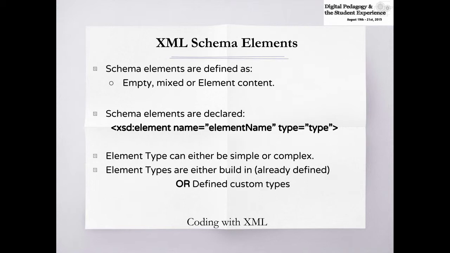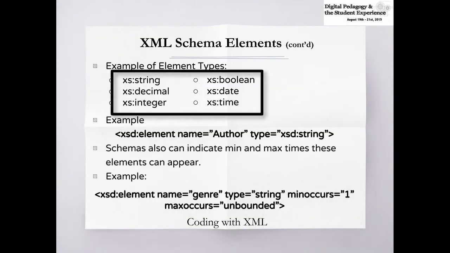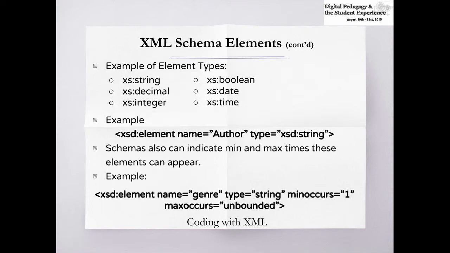When you declare a schema element, you can use the schema element tag followed by the name of the element and the specific type. The element type can either be simple or complex, and these types can also either be built-in, already defined, or you can define your own custom types. An example of some of the common element types are string, decimal, integer, boolean, date, and time. So I could create this XML schema element for author with a type of string.